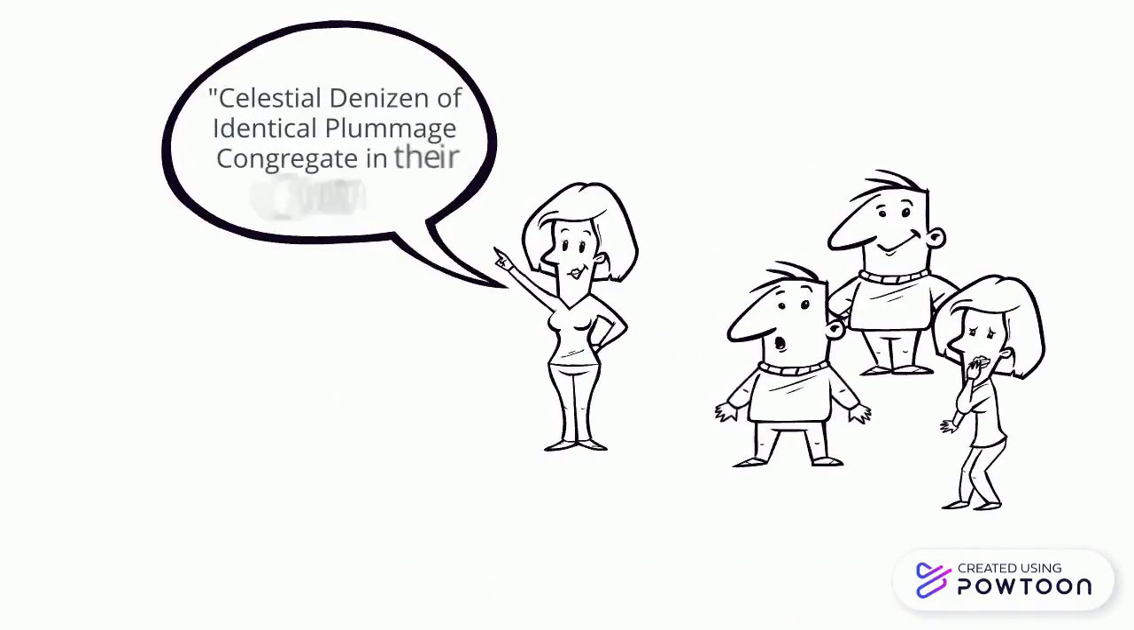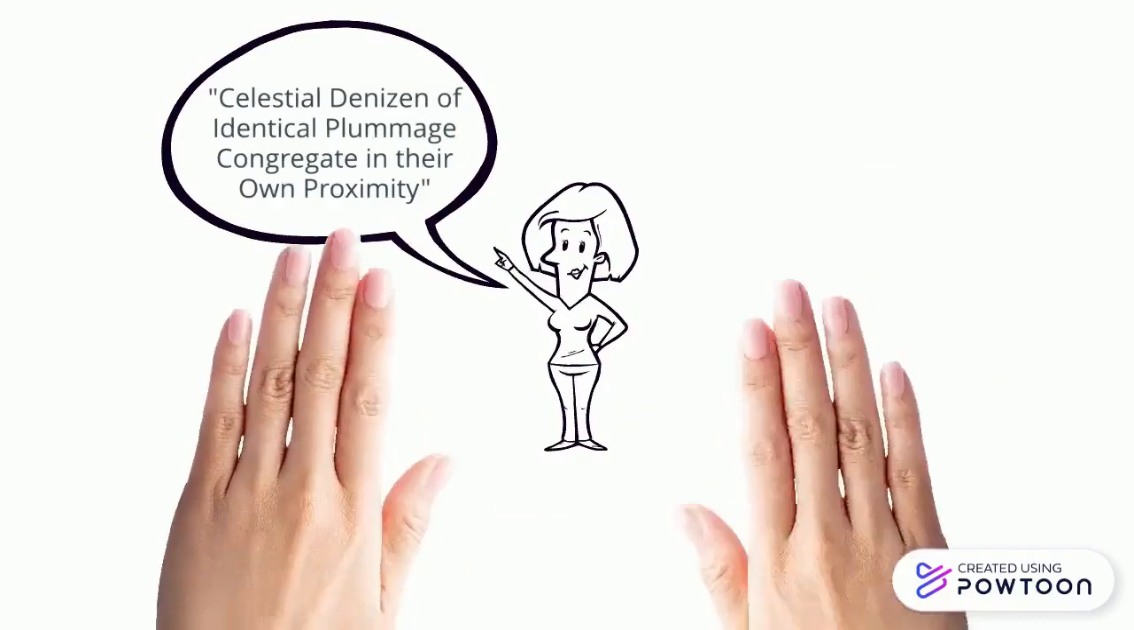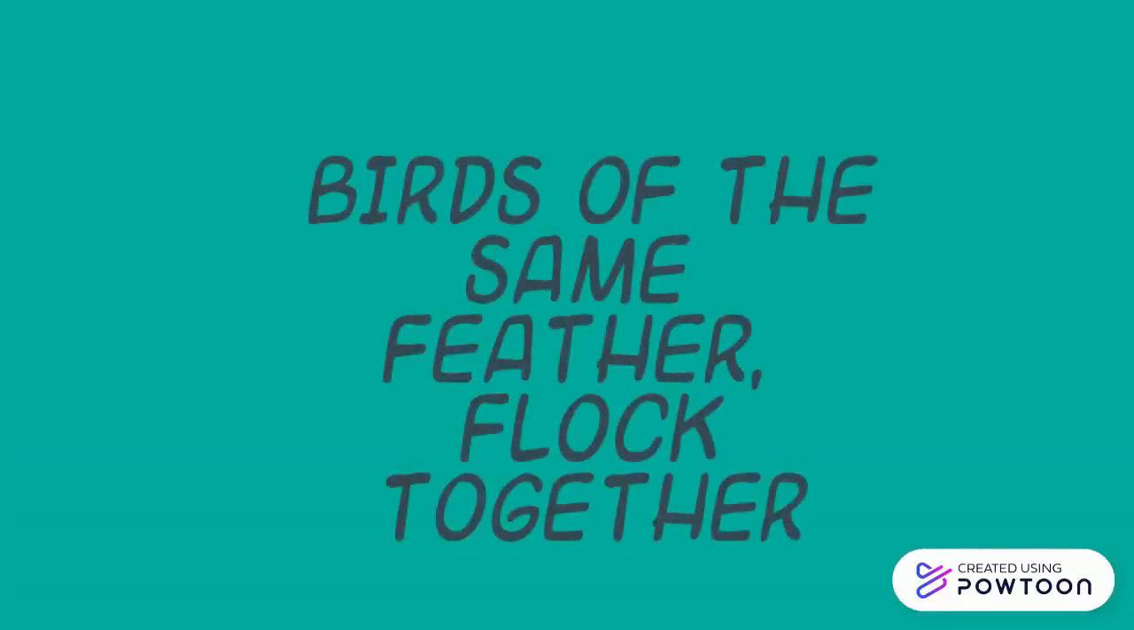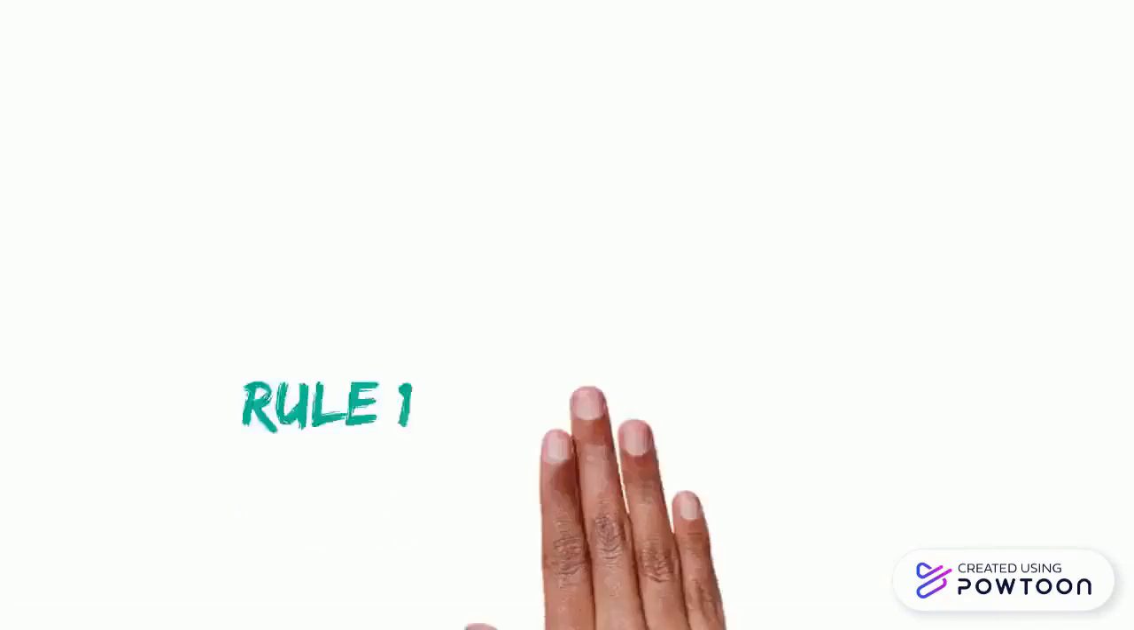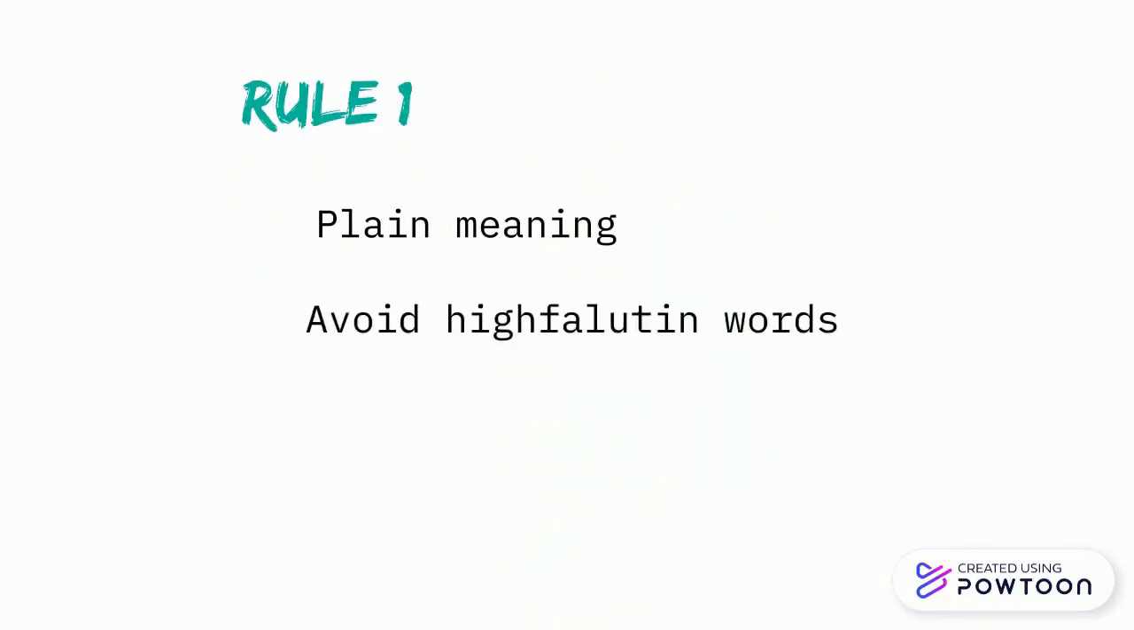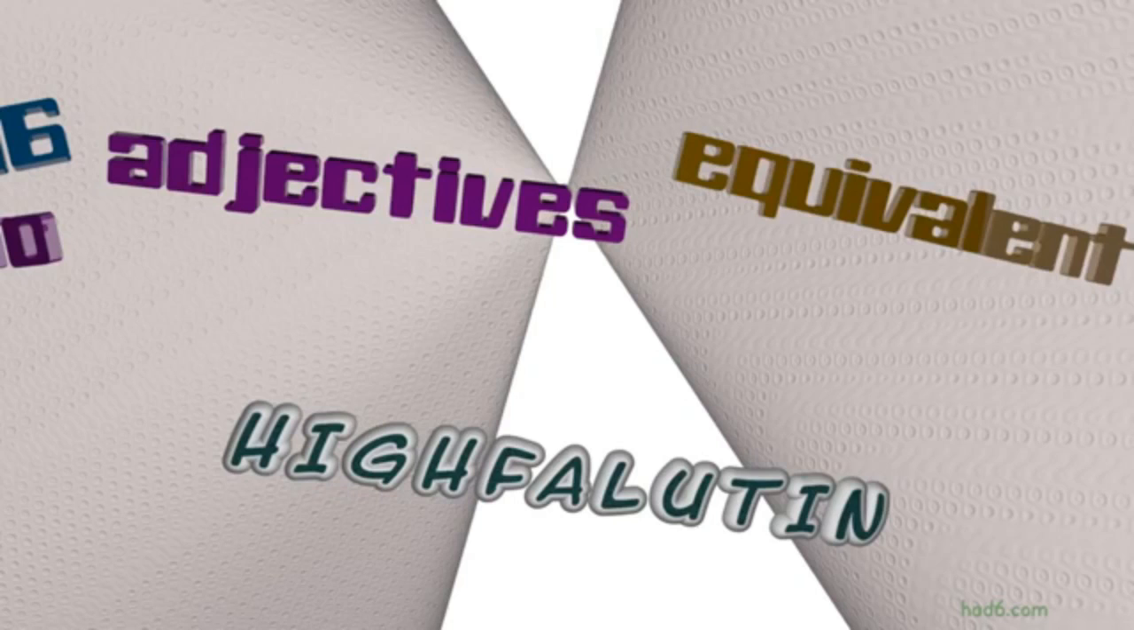For example, celestial denizens to identical plumage congregate in their own proximity. Otherwise, it's just a simple birds of the same feather flock together. Always remember, for Rule 1, plain meaning, avoid highfalutin words. In this video, we will look into highfalutin. 16 adjectives with similar meanings will be reviewed in example sentences. Let's get started.